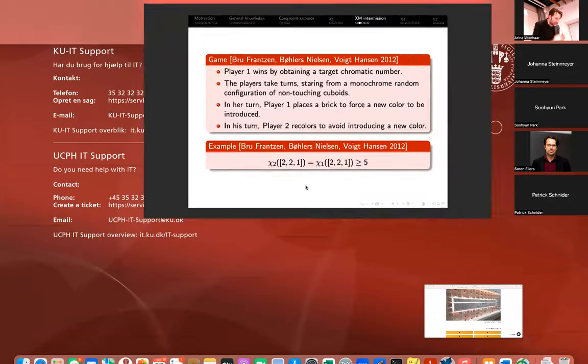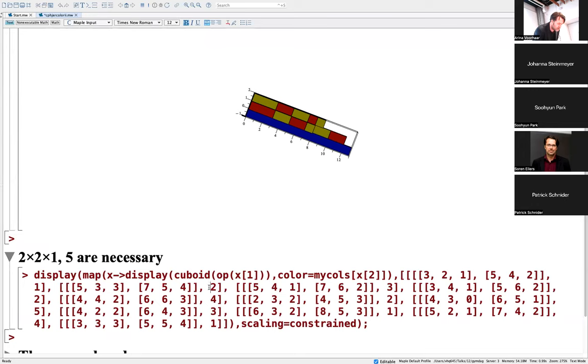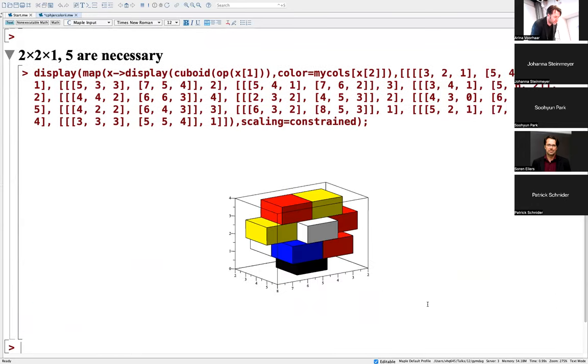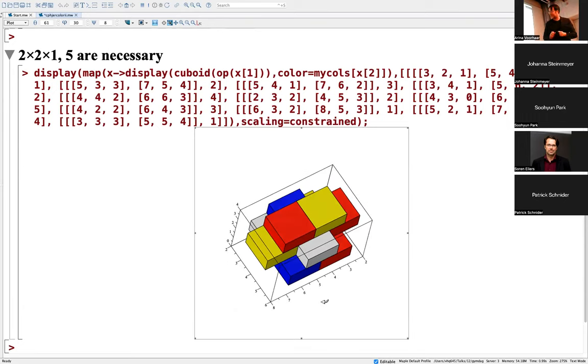Let me show you a little bit about how this program works. First of all, this is actually output from a program like this. This is the proof that you need five colors with a 2x2x1, so this is really a Lego situation. This is something that my computer program found. I think there's something quite beautiful about this, because it's very easy to prove that you cannot get by with four colors, but this is really an output of a computer program.